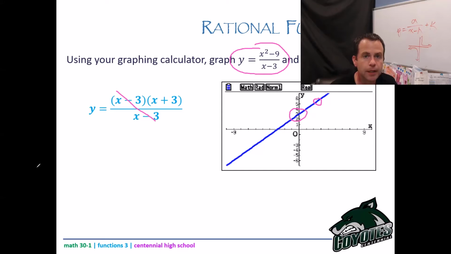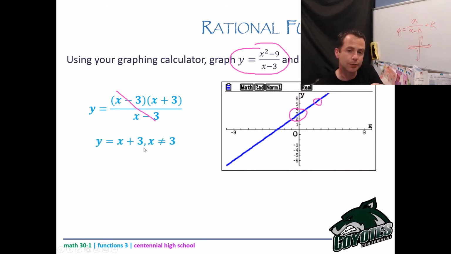Try that for me so that you know I'm not just making stuff up. Okay, so what we say is that this simplifies to x plus 3, where x can't equal 3. Now, just a little word about your communication to me.